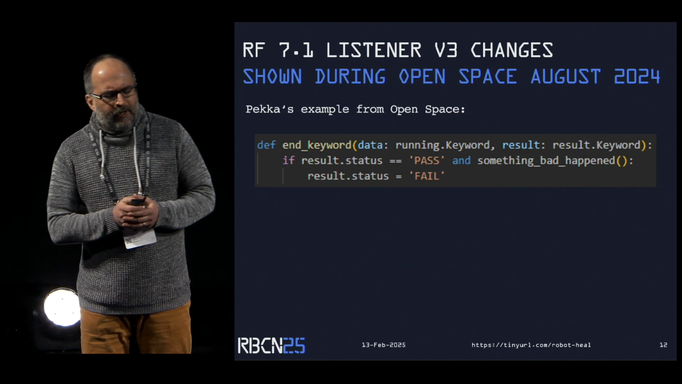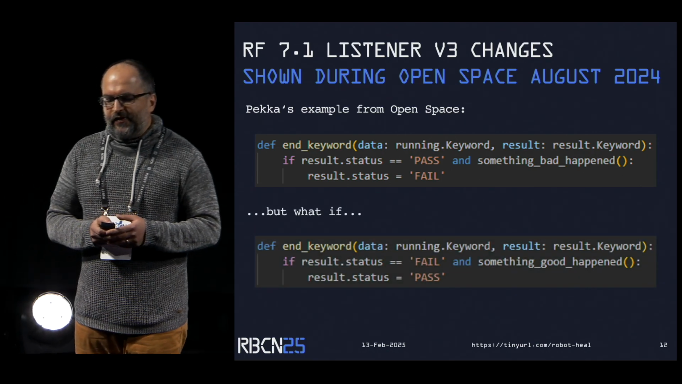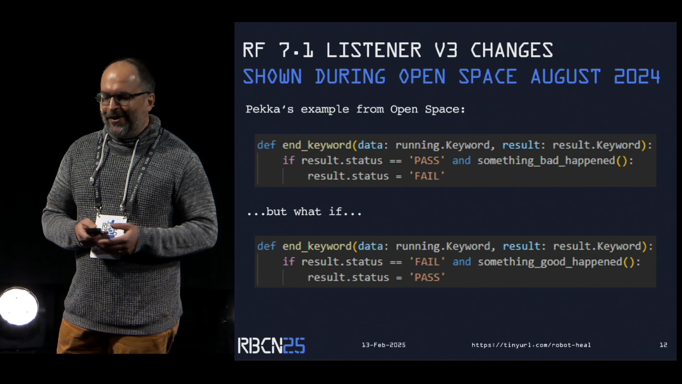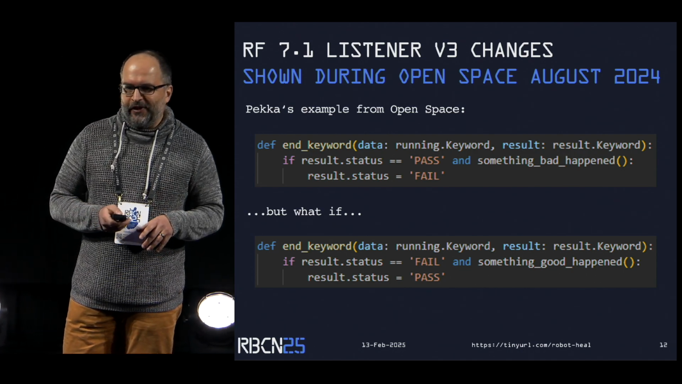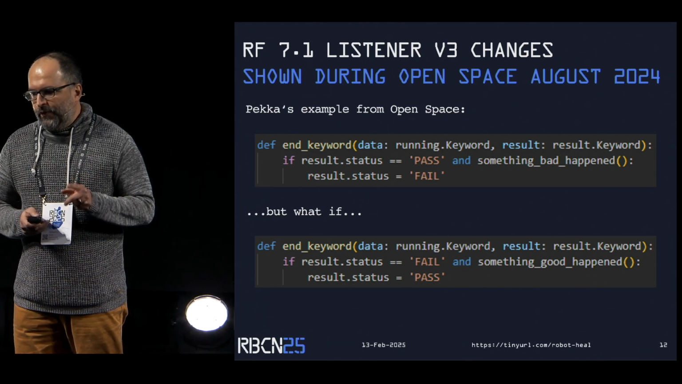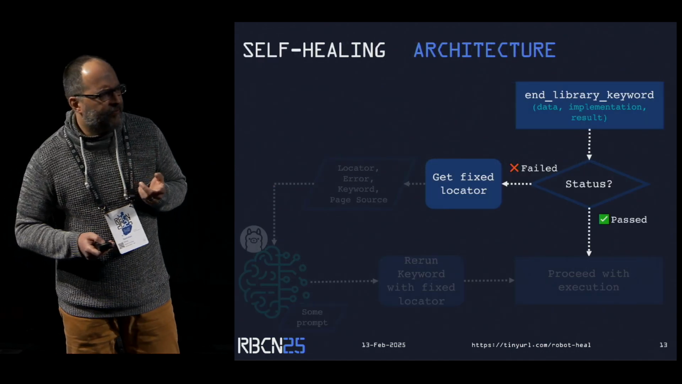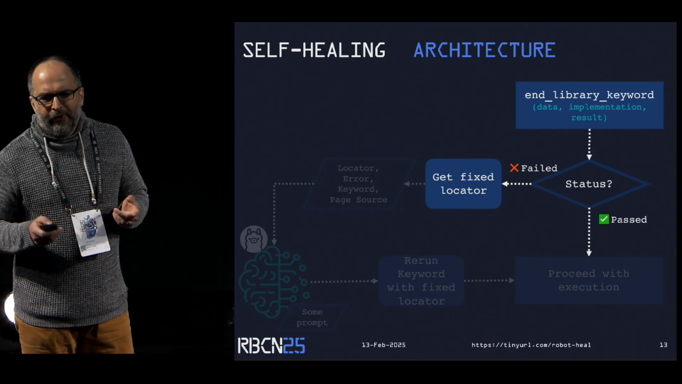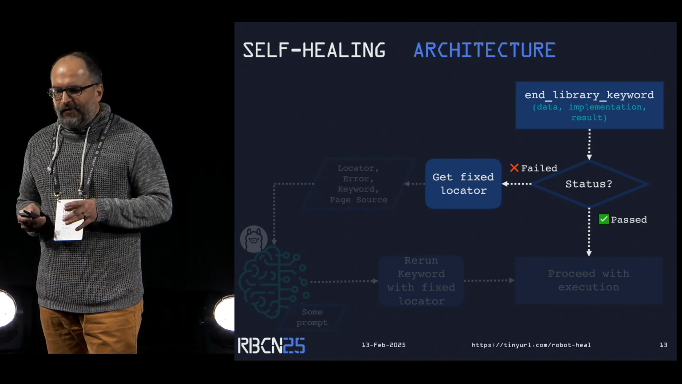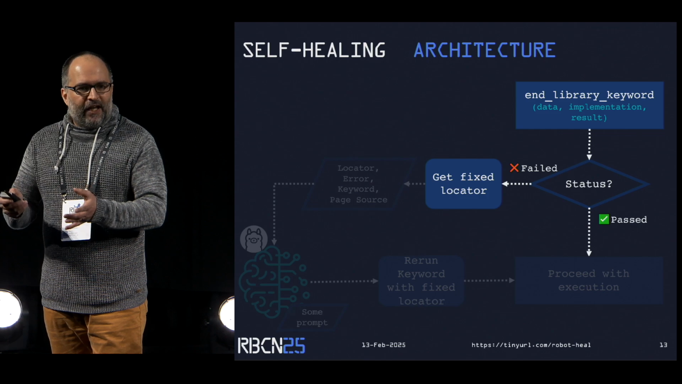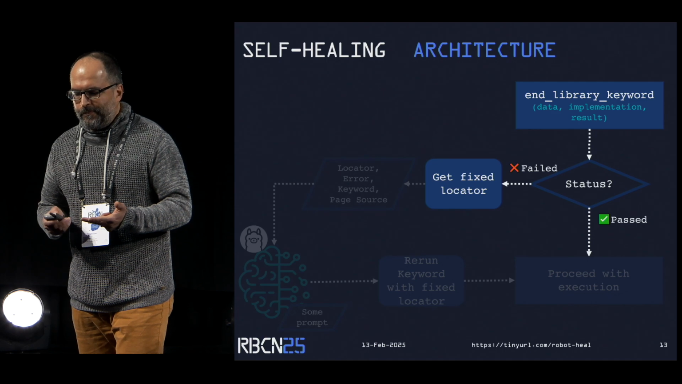But I was wondering, what if we turn that around? So what if we say the result status was fail and something good happened, and then the result status is pass? Could we maybe use that approach to inject some self-healing? And with that approach, I had this simple architecture in mind. So it all starts with the end keyword, or here with the end library keyword. This end library keyword function is called by a listener when a library keyword is ending. So a keyword from the Browser library, from Selenium, from Appium. So it's for those low-level keywords.